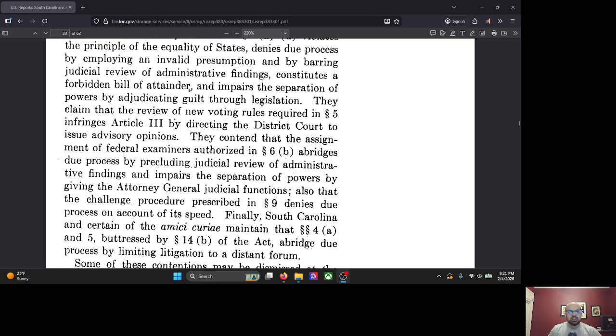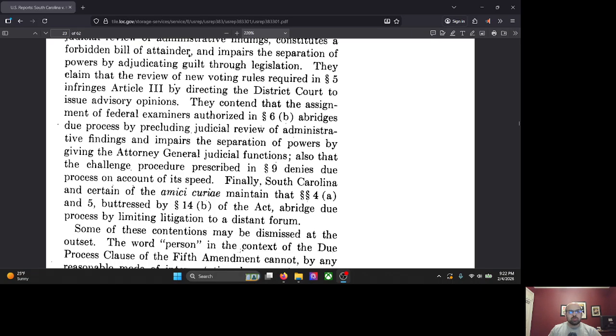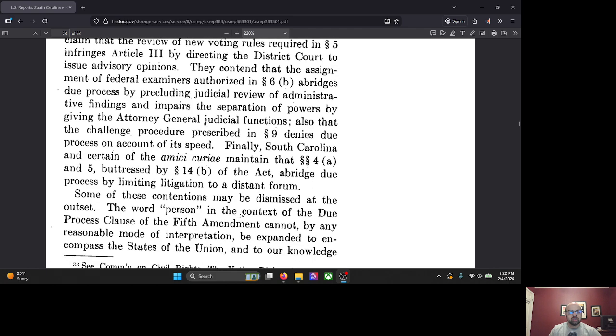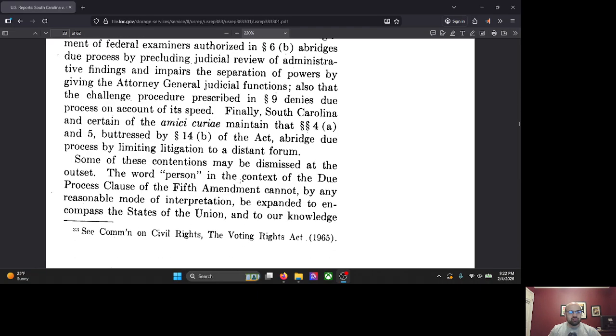They contend that the assignment of federal examiners authorized in subsection 6b abridges due process by precluding judicial review of administrative findings and impairs the separation of powers by giving the Attorney General judicial functions. Also, that the challenge procedure prescribed in subsection 9 denies due process on account of its speed. Finally, South Carolina and certain amici curiae maintain that subsections 4A and 5, buttressed by subsection 14b of the Act, abridge due process by limiting litigation to a distant forum.